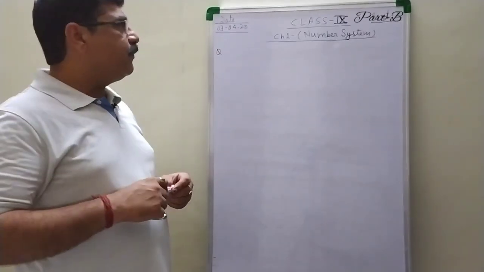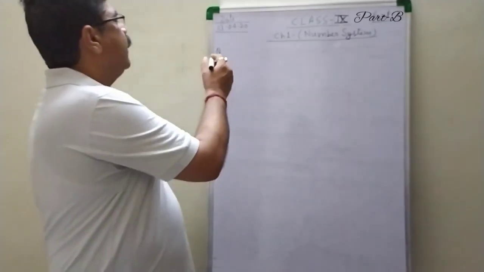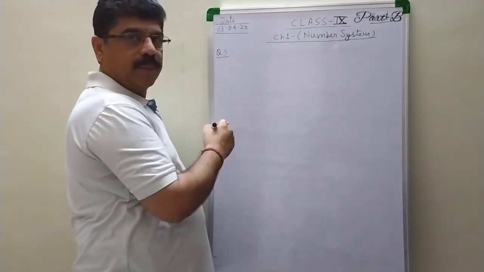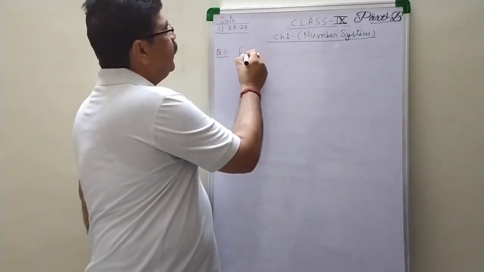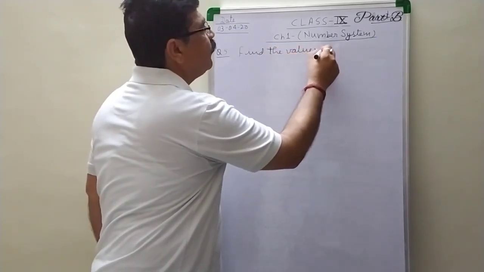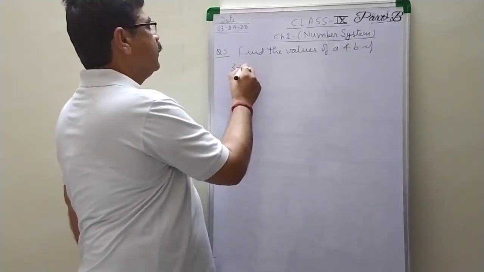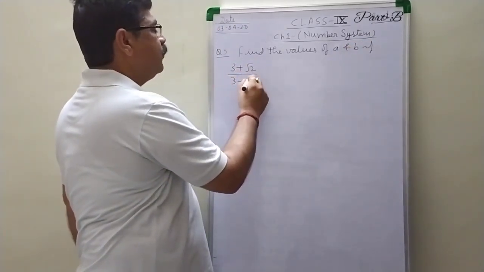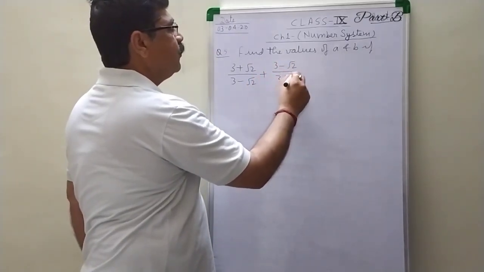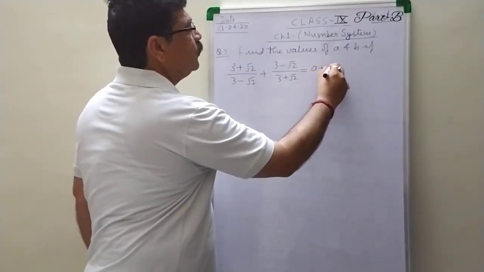In the continuation of part 1, we start part 2 and proceed with the chapter. Question 5. Find the values of A and B if (3 plus root 2) upon (3 minus root 2) plus (3 minus root 2) upon (3 plus root 2) is equal to A plus root 2B.